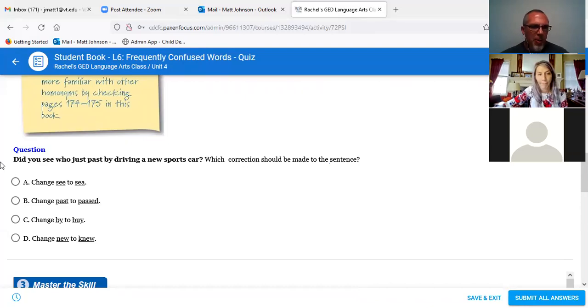Sure. Did you see who just passed by driving in his sports car? Which correction should make the sentence? Change C to C, change past, change by, change new to new. The correct answer is B as in boy. Okay. Oh, wait. B as in boy. Yeah. Sorry.